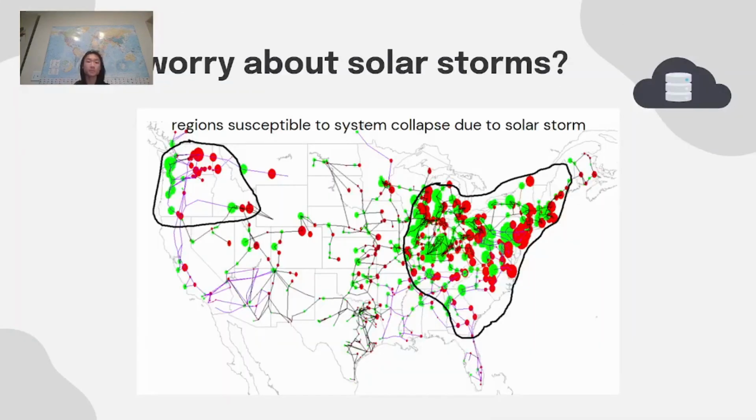So part 1, design. Why do we have to worry about solar storms, even though we mostly never hear about these in our everyday lives? This map down here shows regions that are susceptible to system collapse due to solar storms. As you can see in the US, there are quite a few of these, so this is something to worry about.